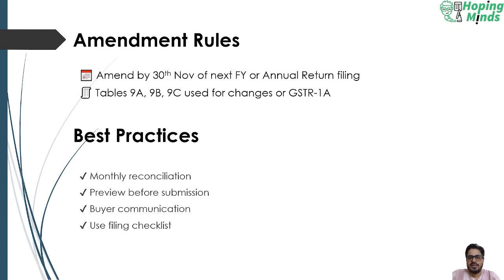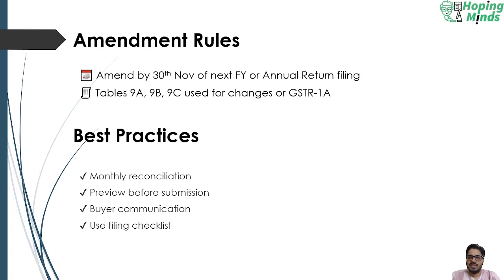So best practices. It is always advisable to reconcile the books and the returns on a monthly basis. Then before the final submission, preview the GST return generated by the system, and buyer communication is a must so that input tax credit loss is not there and no business relation gets affected. And finally, before uploading and submitting the return, a final checklist must be there to ensure all the disclosures. So those were the errors and the amendment rules for GSTR-1 return.